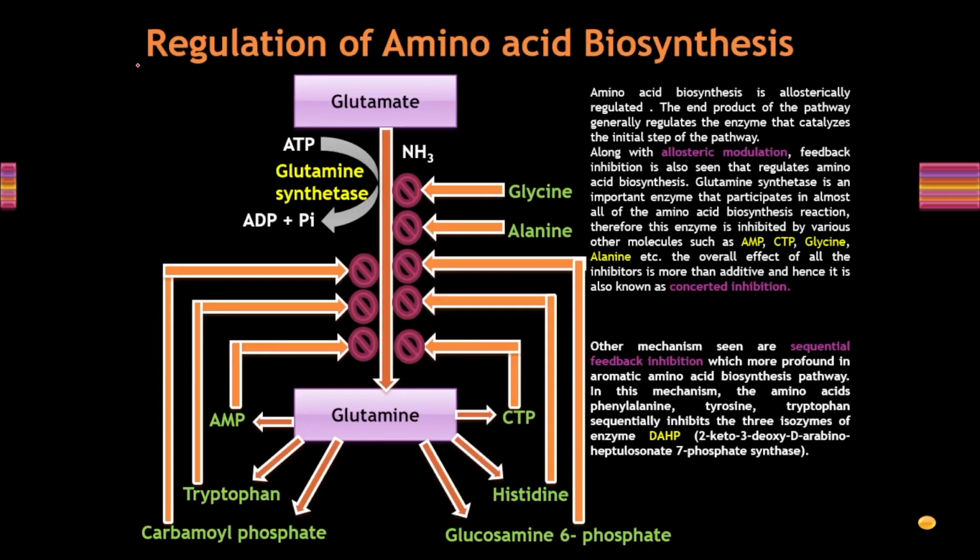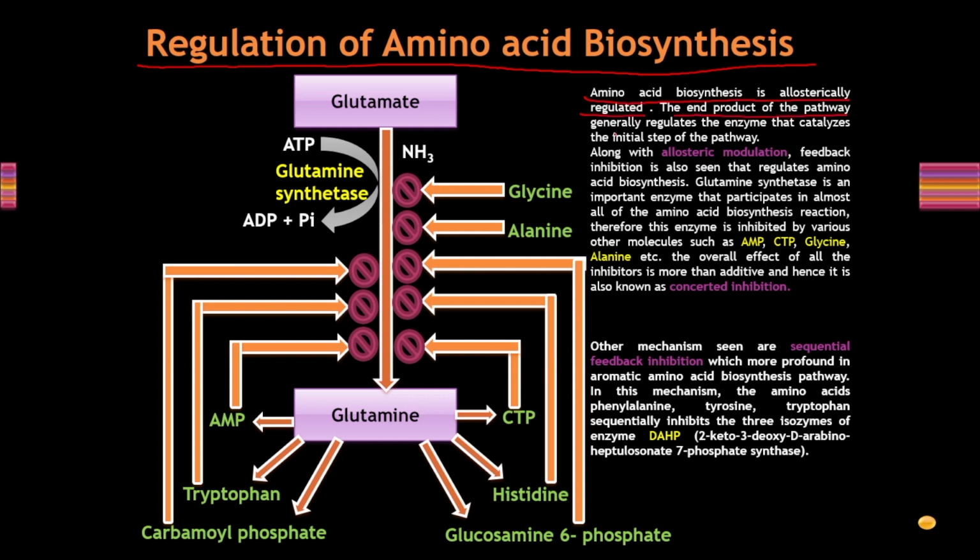Then we have how we can have the regulation of the amino acid biosynthesis, right? So from the glutamate, you can have the synthesis of glutamine. The enzyme that catalyzes this reaction is called glutamine synthetase. And there are many amino acids which are going to block this activity. So amino acid biosynthesis is allosterically regulated.